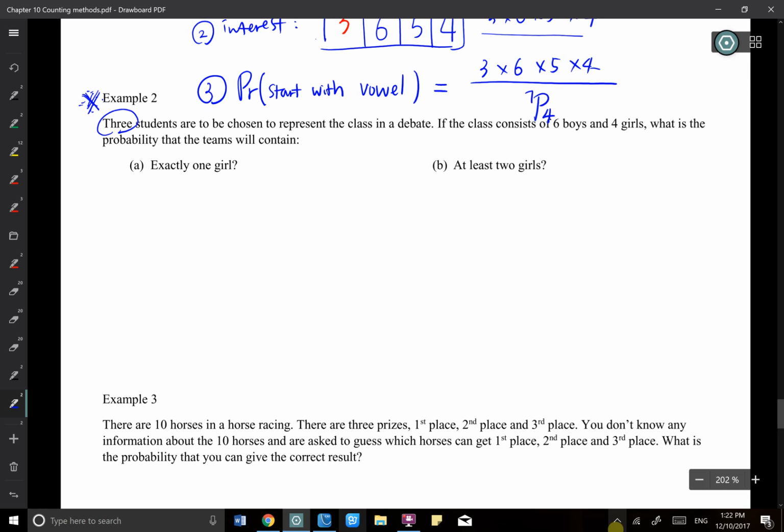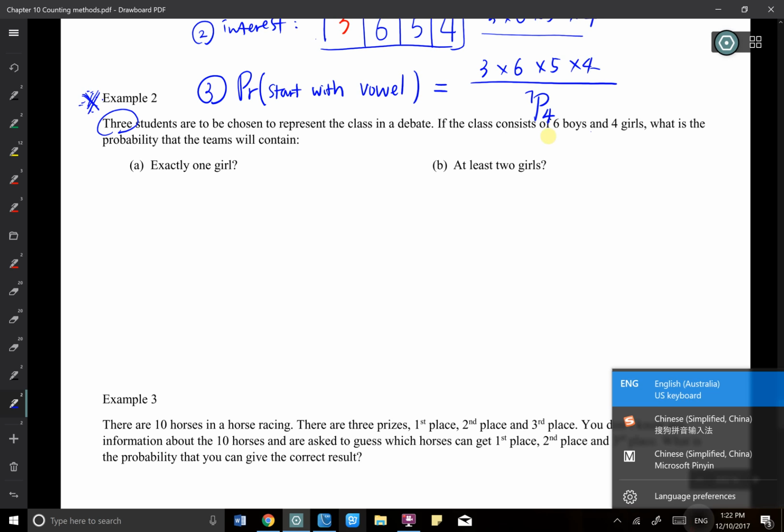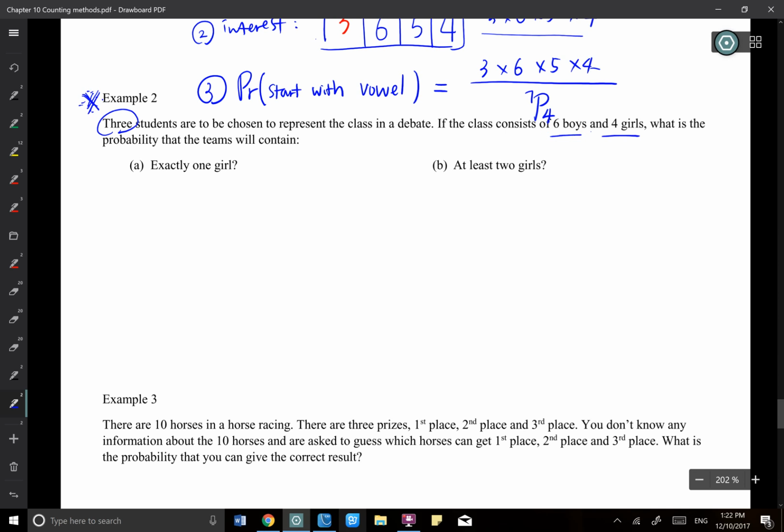If the class consists of 6 boys and 4 girls, 10 in total, what is the probability that the team will contain exactly 1 girl and at least 2 girls? So what I want is to select 3 people from 10 and see the probability of exactly 1 girl or at least 2 girls. When selecting 3 students from this class, I can have different combination situations: 3 girls, 3 boys, 1 girl, 2 girls, or no girls at all.